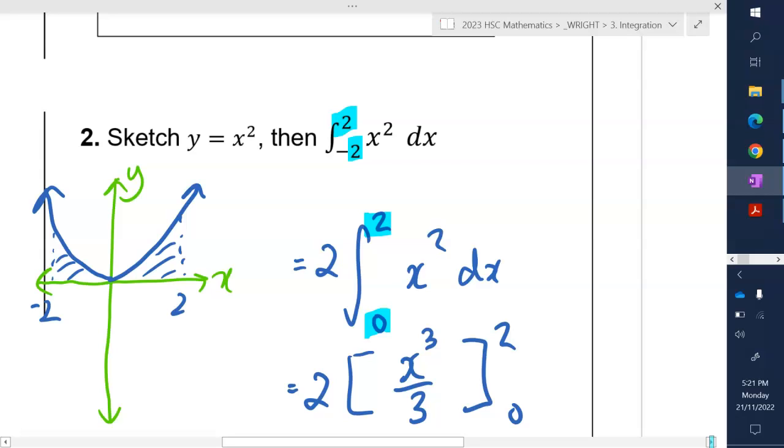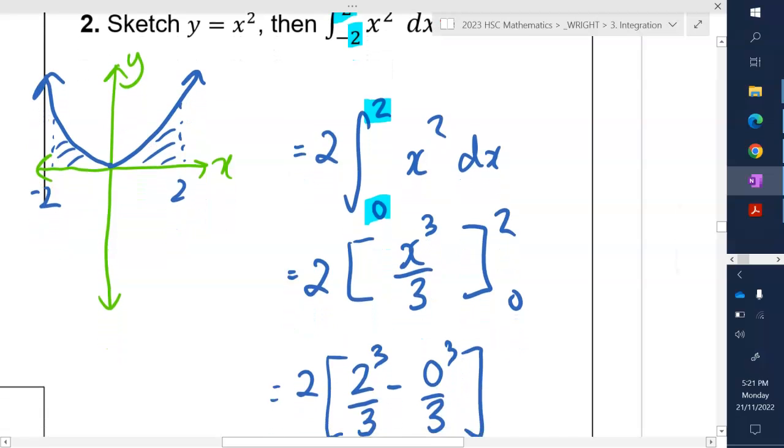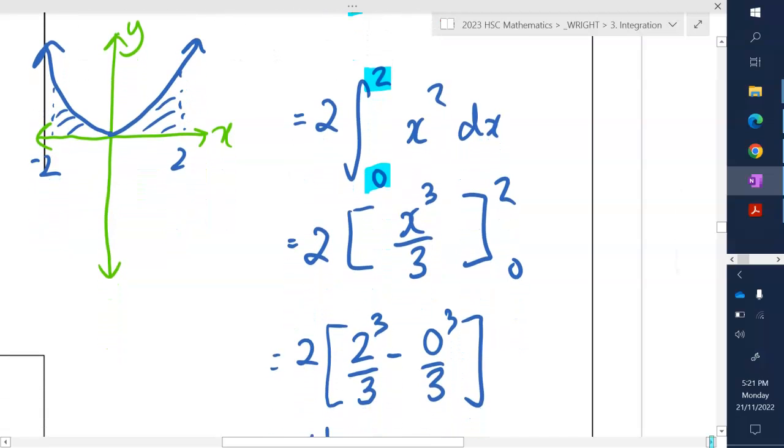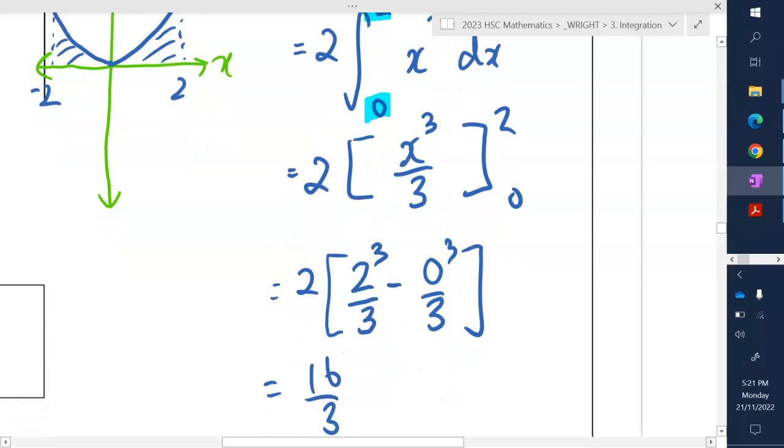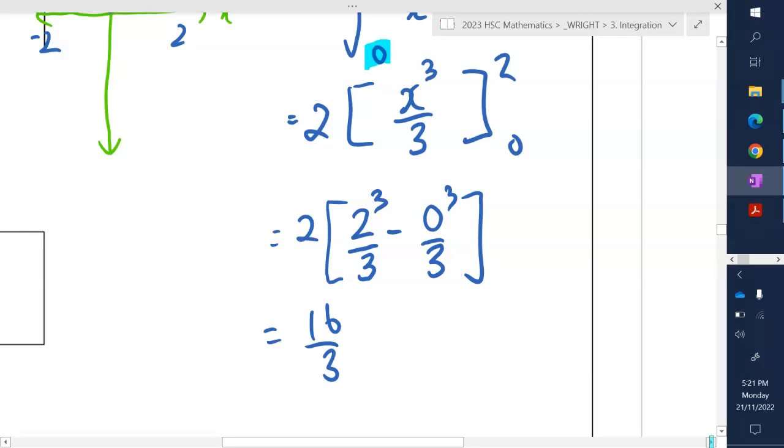We're going to get x cubed. We're going to divide by that power, which is 3. I'm going to pop my 2 in here. So I get 2 to the power of 3, take away 0 to the power of 3 over 3. So what I end up with is 2 to the power of 3, which is 8 over 3, and I've times that by 2, so I get 16 over 3.